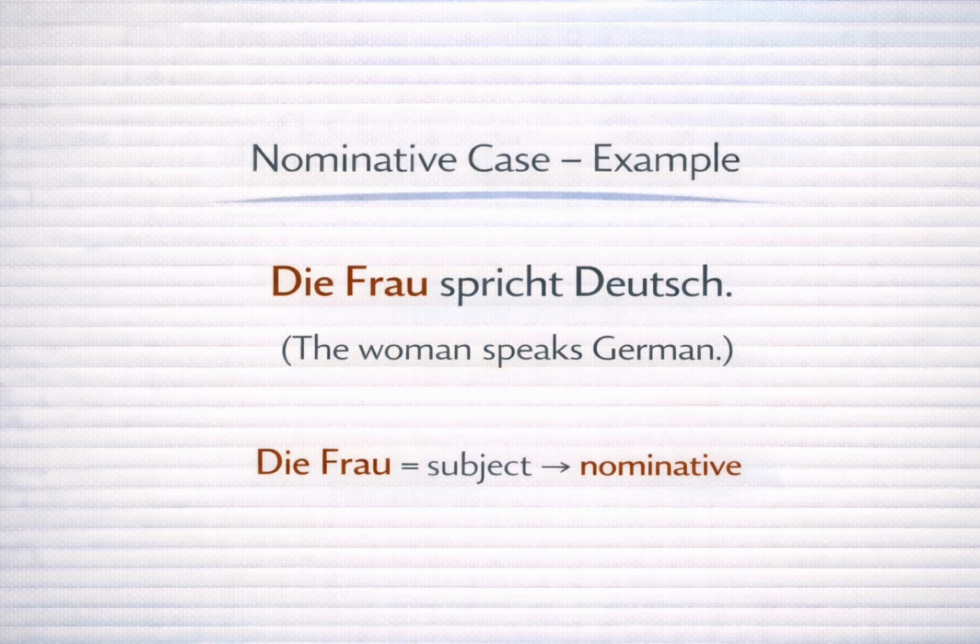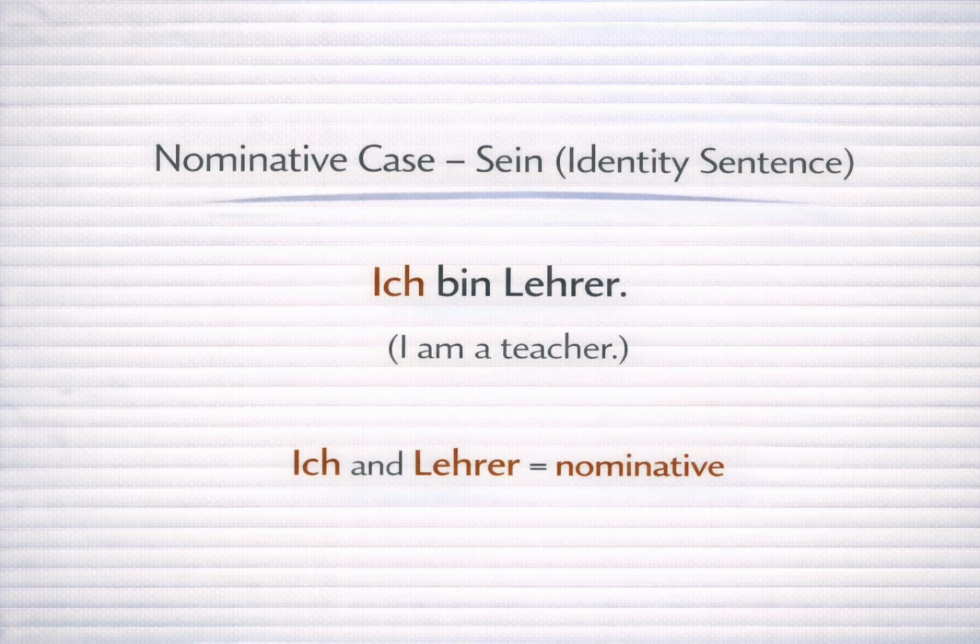Let's see one more example. Die Frau spricht Deutsch. The woman speaks German. Ask, who is speaking? The answer is die Frau, the woman. So die Frau is the subject and it is in the nominative case. Now let's discuss an important case with the verb sein. When we use the verb sein, the sentence does not show us an action. It tells us who someone is or what something is. In these sentences, both sides of the sentence talk about the same person or the same thing. So both sides are in the nominative case when we are using the verb sein.